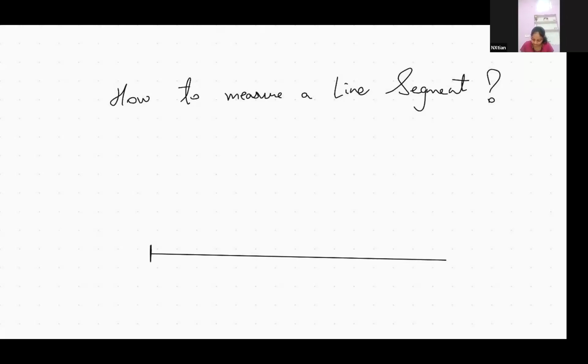Ma'am, the starting point has to be 0 and not 1? Yes, the starting point has to be 0. So put the zero of the scale at the starting point of the line. Then see where the line is ending. See at which centimeter your line is ending.